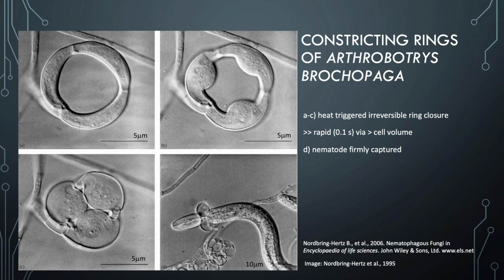So a well-studied species that creates constricting rings is Arthrobotrys broccopaga, and the mechanism of trapping is activated when a nematode enters the ring structure, but also heat has been shown to trigger an irreversible ring closure. And this happens via the rapid increase in cell volume. And here we have a ring swelling up, and this is what it looks like when it's fully closed. And this is when the nematode has been trapped.